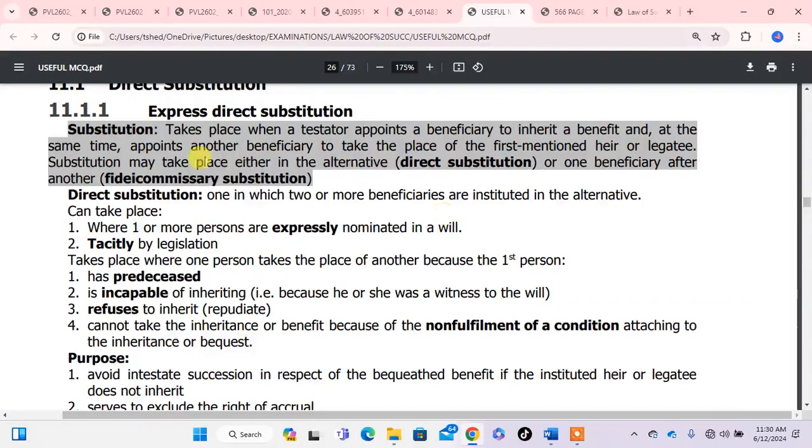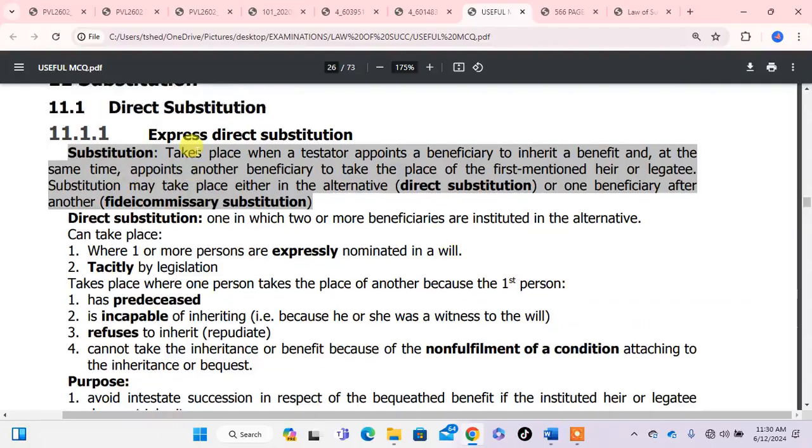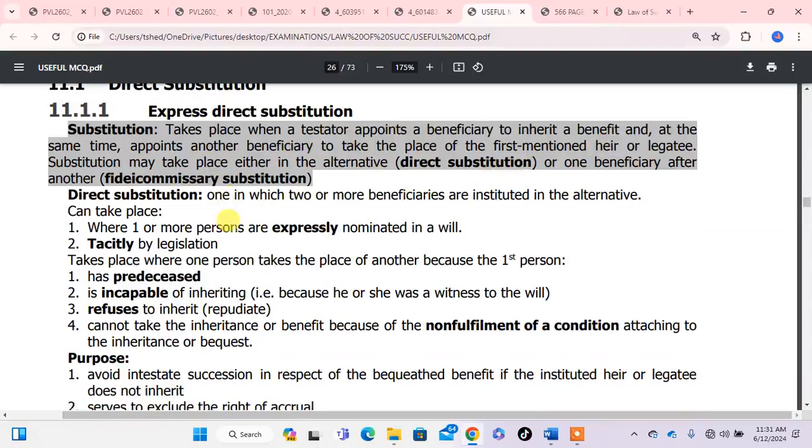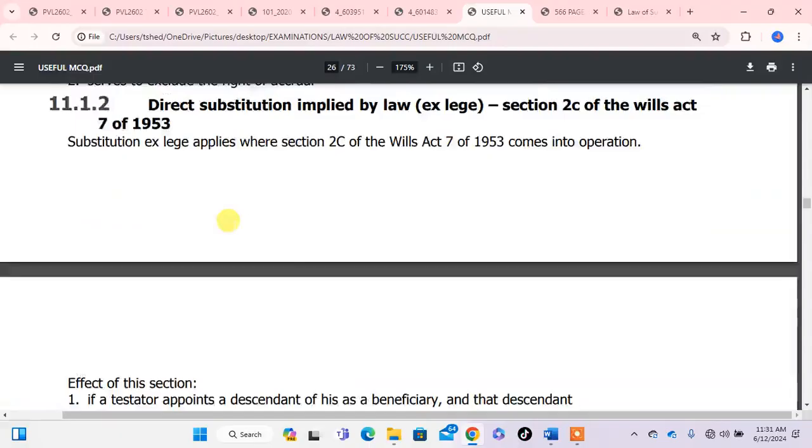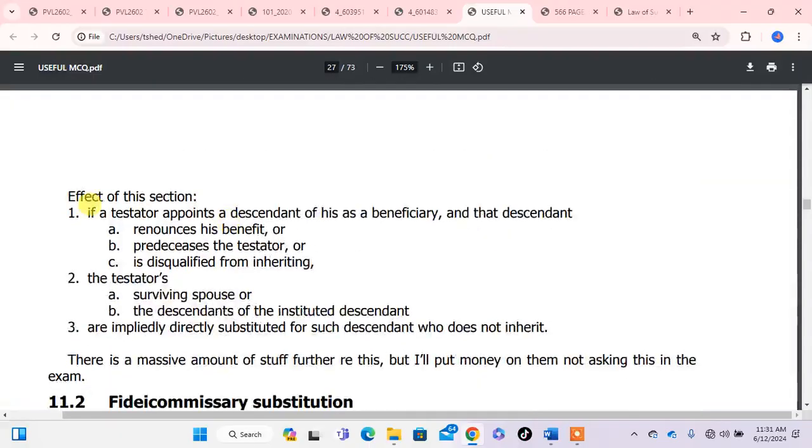It's very important that you know that in law we have something we call a direct substitution. It takes place when the testator appoints a beneficiary to inherit a benefit, and at the same time appoints another beneficiary to take the place of the first mentioned heir. Substitution may take place either in the alternative, direct substitution, or one benefiting the other, fiduciary substitution. The effect of this section is that if a testator appoints the descendants of his beneficiary and that descendant renounces his benefit, or predeceases the testator, or is disqualified from inheriting.